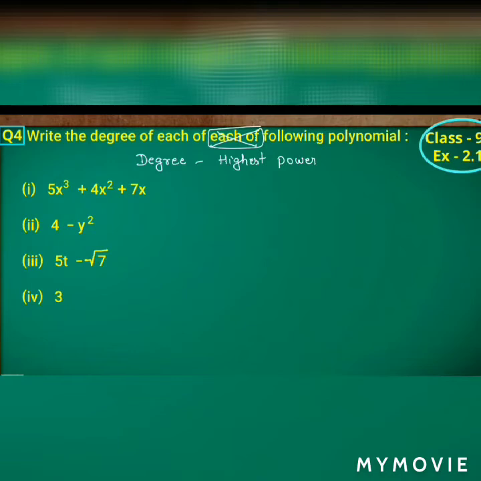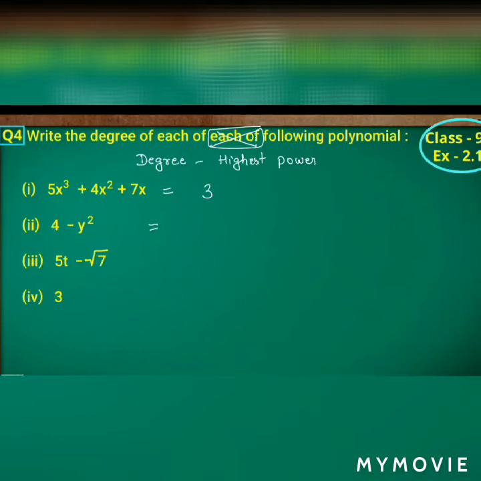Write the degree of each of the following polynomials. So if you observe, we are already having the polynomials. The only thing is we have to write the degree of the polynomial. I have already told that we have to worry only about the highest power, isn't it? Degree is nothing but highest power. If you observe the first question, that is 5x cube plus 4x square plus 7x. So the highest power is 3. So it is a third degree expression. The degree of the polynomial is 3 here.